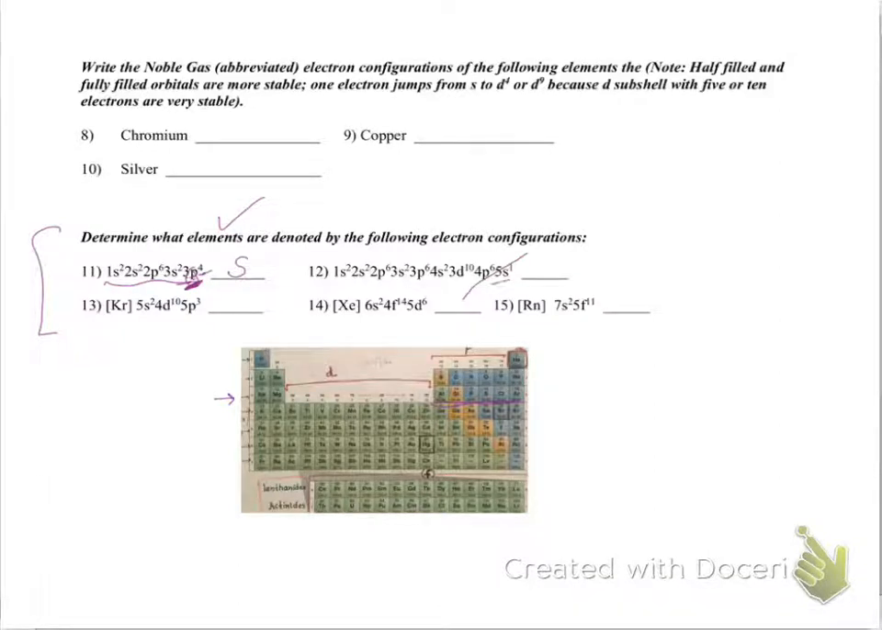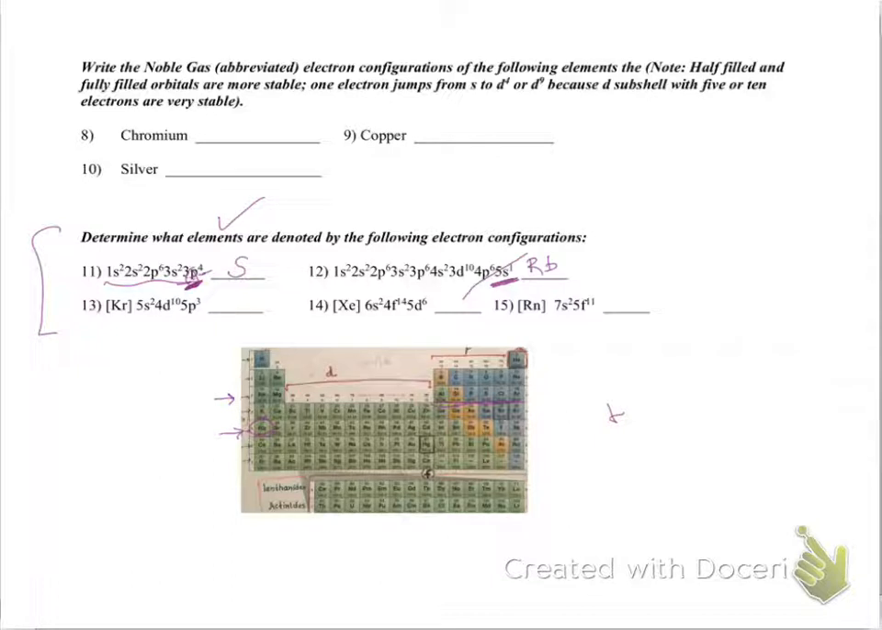Similarly, look here, outermost 5s1. So this is my 1, 2, 3, 4, 5. This is my fifth row. S is s1. These are the s block, and that's the first one. So it is going to be rubidium.